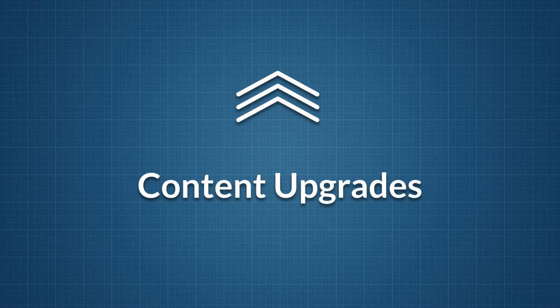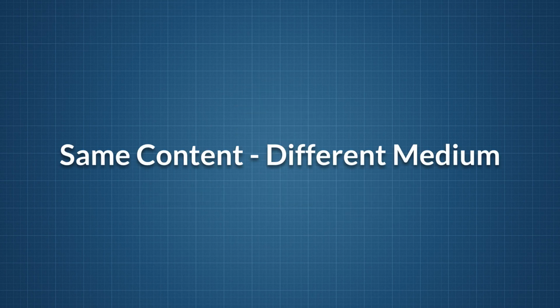So there's three ways that we usually do content upgrades. The first one is offering the same content on a different medium. So for example, if you are doing a podcast, you can offer a PDF. If you are doing a written blog post, you can offer a video tutorial. If you are doing a video, you can offer a written cheat sheet.